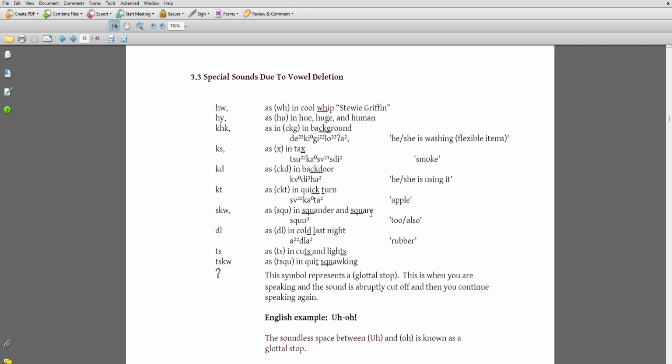HW, as in WH in Cool Whip, the way Stewie Griffin says it. Cool Whip. So whip.